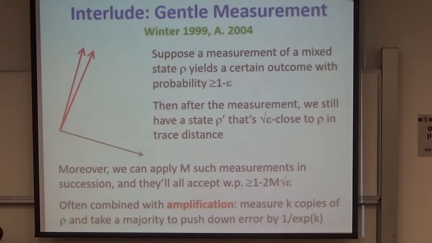Okay? And we can combine this gentle measurement with amplification. That is, with applying a measurement to many copies of our state, and then accepting if and only if the majority of the measurement outcomes accept. Right? And then if epsilon started out small, that will push epsilon down to be really, really small. Like if I do a majority among k copies, then that will push my error probability down to 1 over exponential in k, just by a standard binomial theorem.